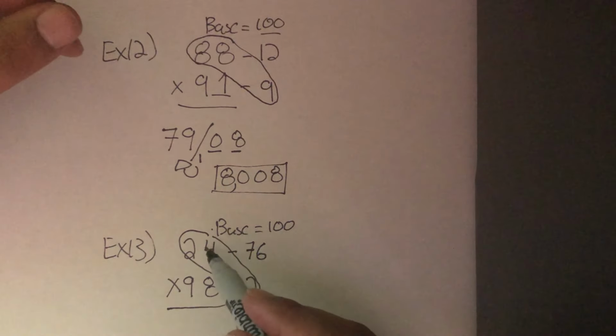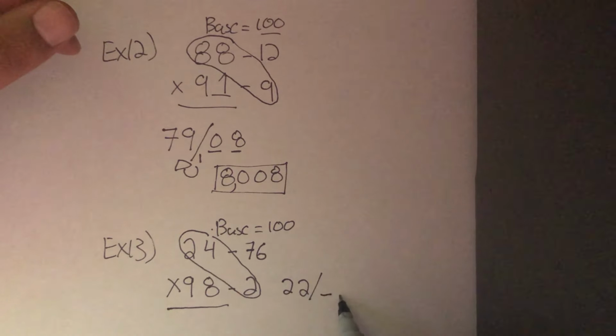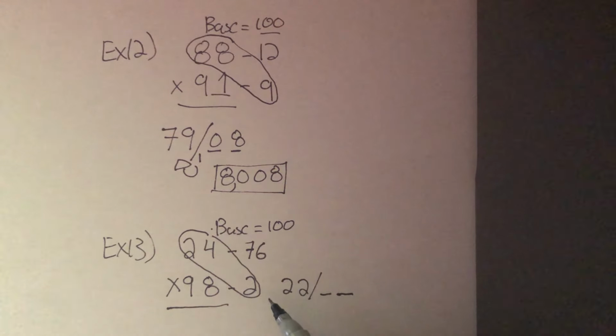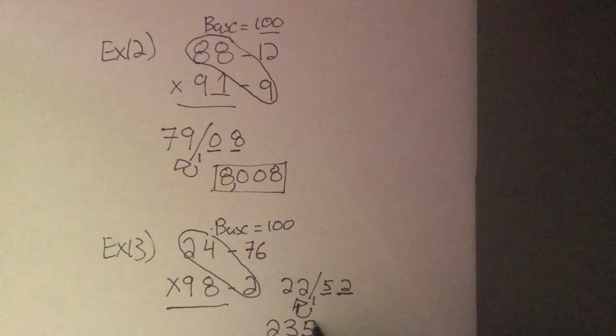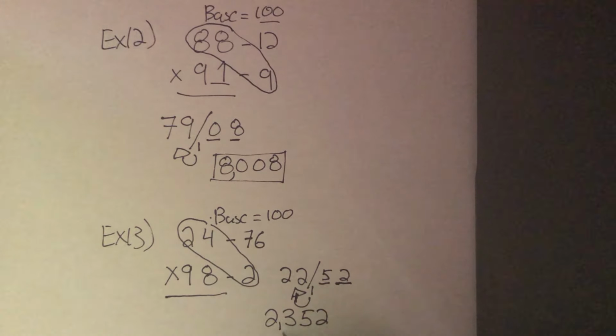So first part of my answer, 24 minus 2 is just 22. Put a slash. Remember, we can only have 2 spaces here. Okay? Now what's 76 times 2? That's just 152. So I have to write it like this, 1, 5, 2. This 1 gets carried. What's 22 plus 1? 23. So final answer, 2352. Okay? 2,352.